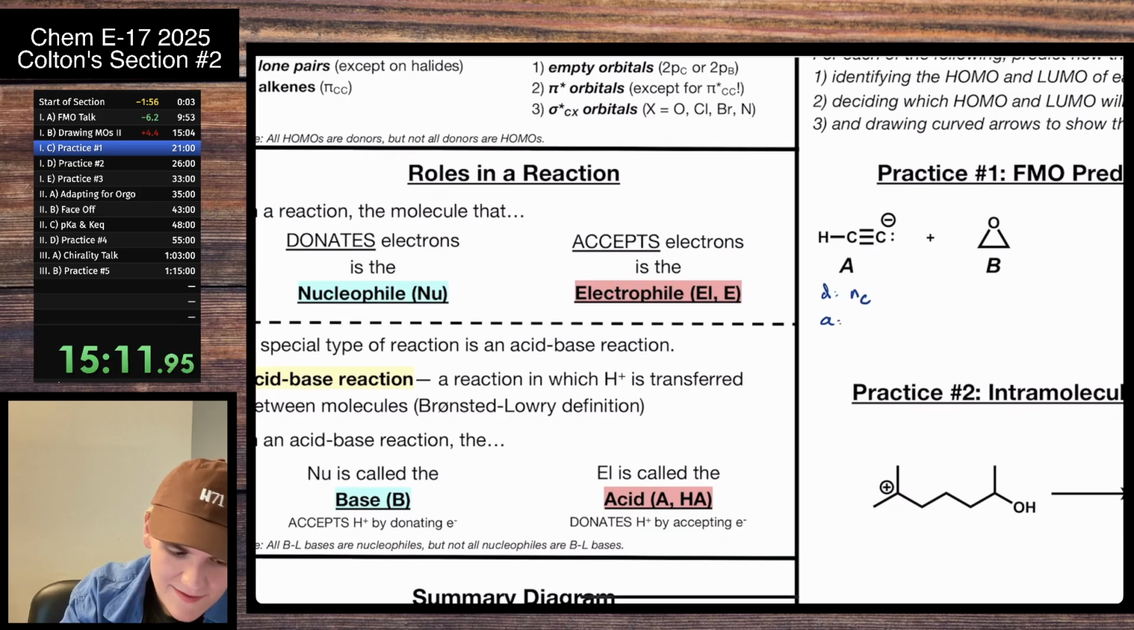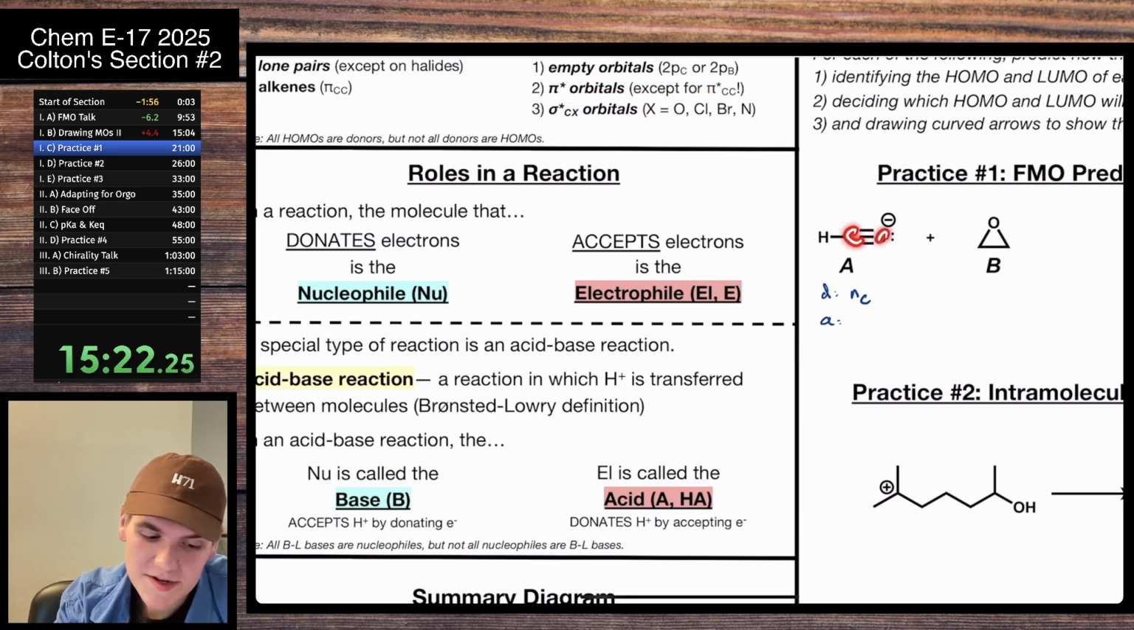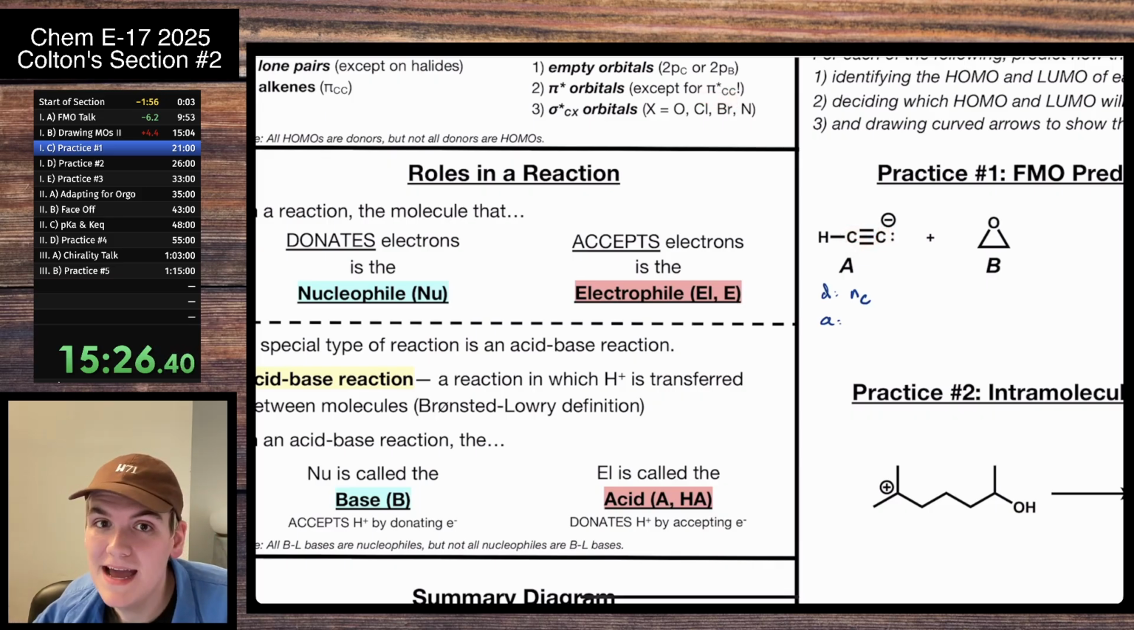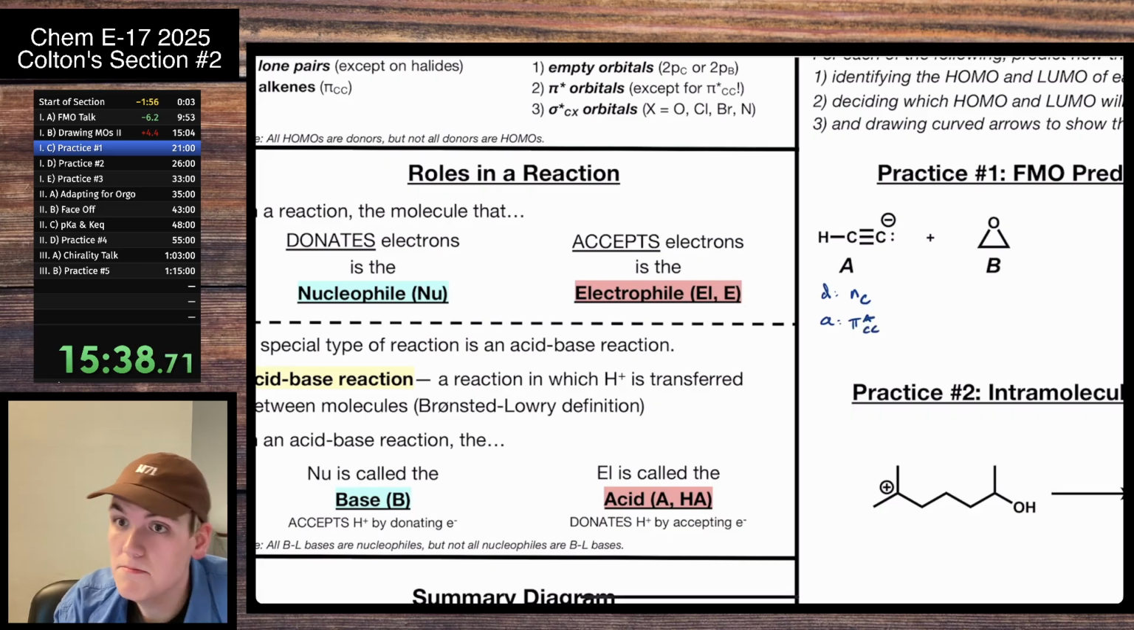Well, do we have an empty orbital? No, we don't have a carbocation, so we're not going to have an empty orbital. Do we have a pi star? Yes, but it's a pi star CC, which we said is not really great. But hey, that's the best that we have. We don't have any sigma star CXs, where X is an electronegative thing. And so I think our best acceptor is probably going to be a pi star CC, which again we said is not great, but is what we have on this molecule.